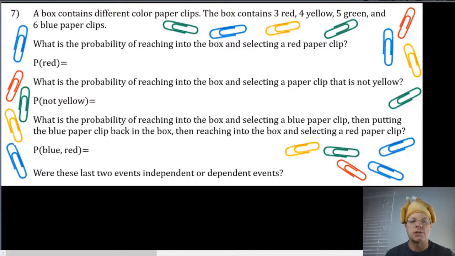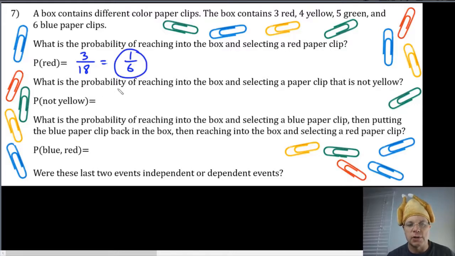A box contains 6 different color paper clips. The box contains 3 red paper clips, 4 yellow, 5 green, and 6 blue. What is the probability of reaching into the box and selecting a red paper clip? So we know that probability is the ratio of favorable outcomes to possible outcomes. There are three red paper clips, so there are 3 favorable outcomes. And the number of possible outcomes would be the total number of paper clips, which is 6 and 4 is 10, and 5 and 3 more is 8 more, so 18. So 3/18 would be the ratio, and that would simplify to 1/6 probability of selecting a red paper clip.